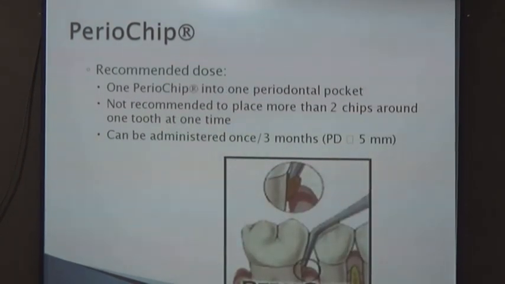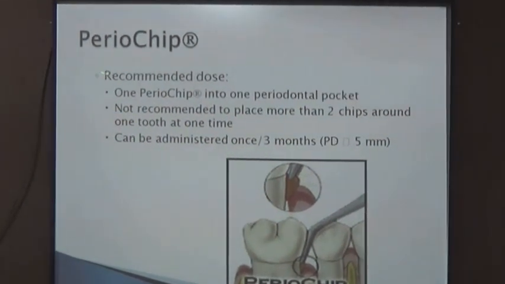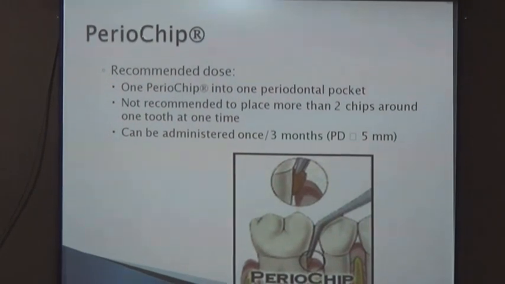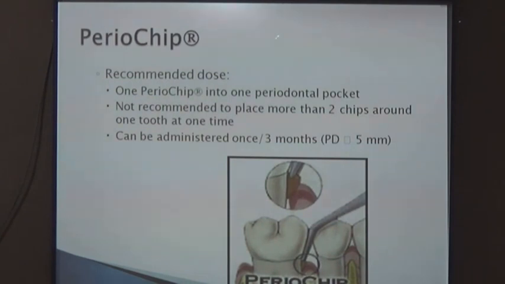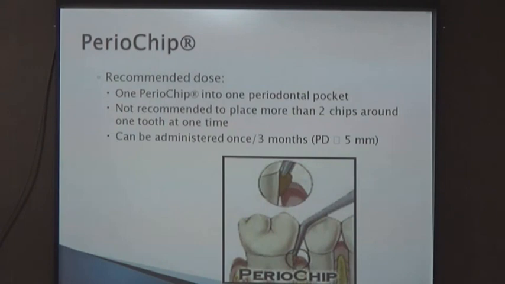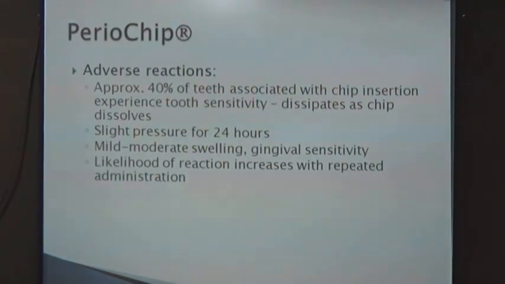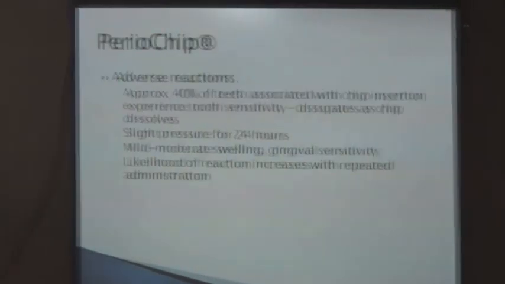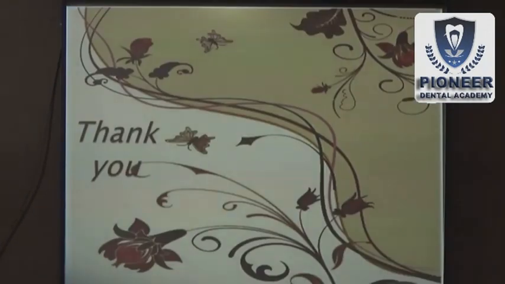Recommended dosage: see how they are keeping it. Three questions usually come on Periochip: one is the mechanism of action, and which microorganisms are sensitive to this Periochip. Usually they ask these 3 questions in the MDS entrance. Adverse reactions: mild to moderate swelling, and usually chlorhexidine gives discoloration, isn't it? Staining. Clinical efficacy is good here.